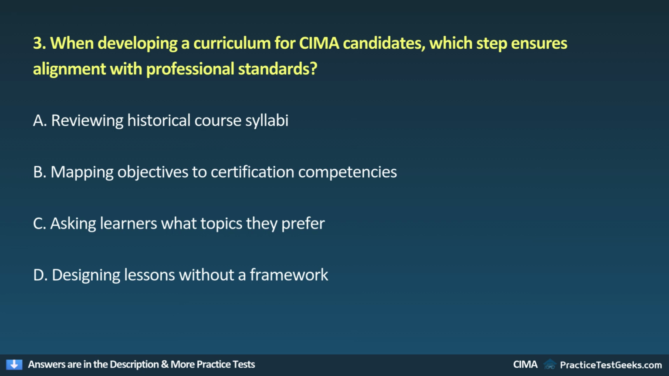3. When developing a curriculum for CIMA candidates, which step ensures alignment with professional standards? A. Reviewing historical course syllabi. B. Mapping objectives to certification competencies. C. Asking learners what topics they prefer. D. Designing lessons without a framework.